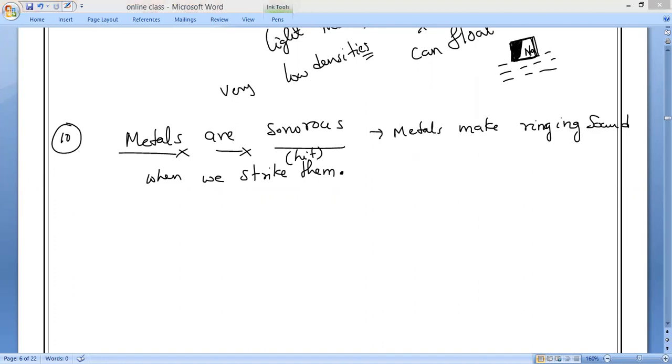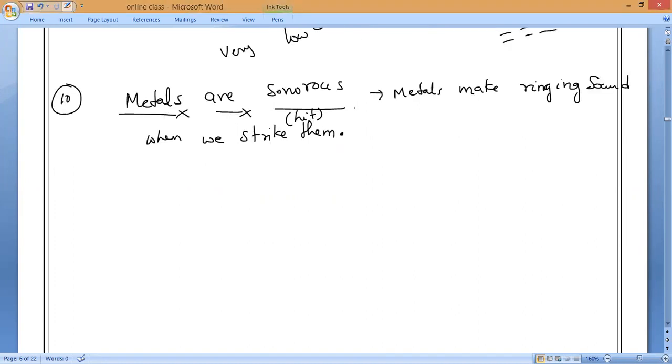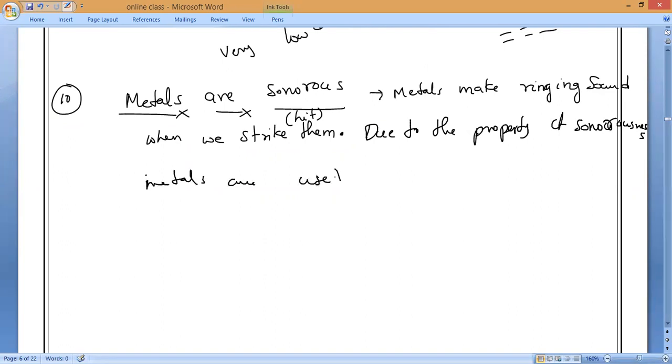So due to the property of sonorousness, metals are used for making bells. Sonorousness, understand? Any other things? Making bells, only bells?